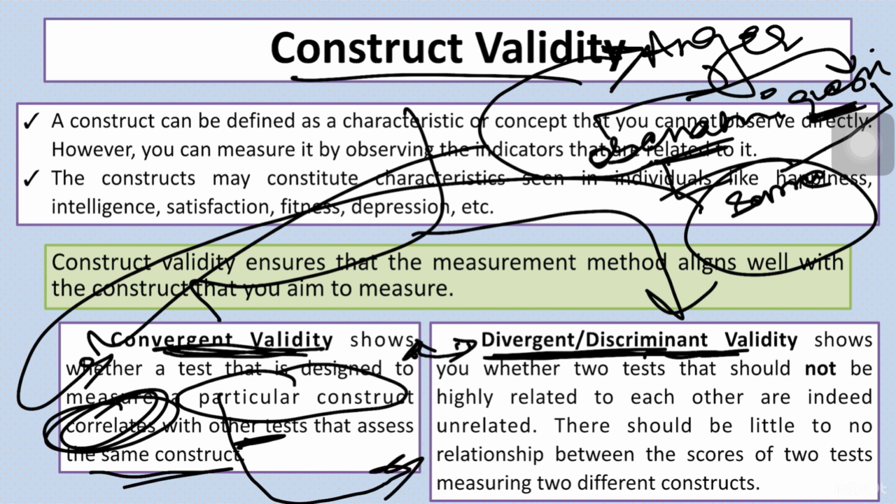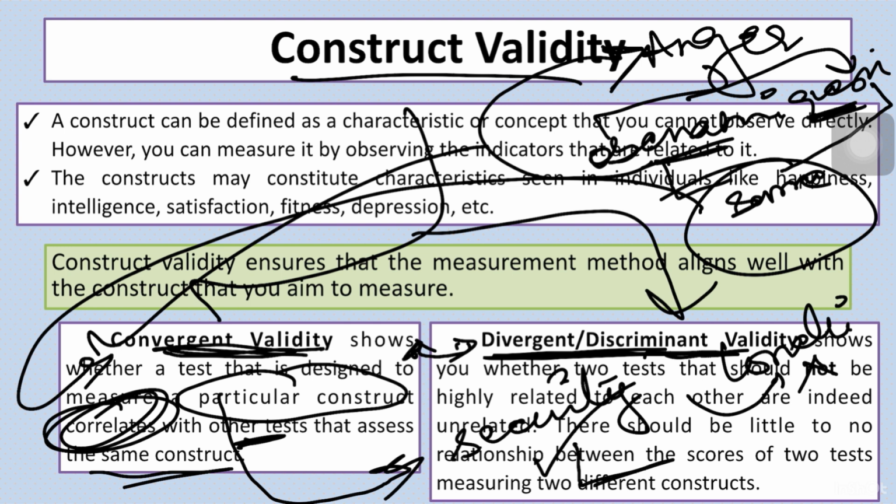Convergent validity. Okay. Divergent or discriminant validity is the opposite of convergent validity. Now, if I say that there are two things, one is security and another one is loneliness. If one person has high security, is he going to feel lonely? No, he will not. So the correlation between these two is very less. This is the divergent or discriminant validity.